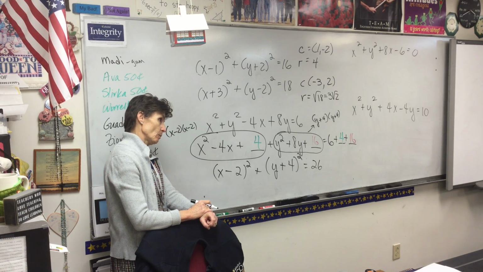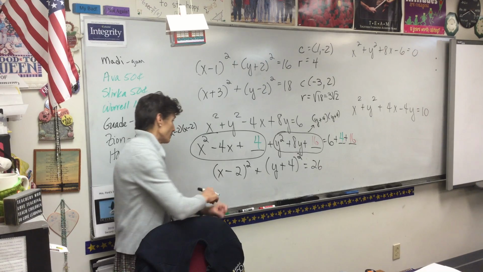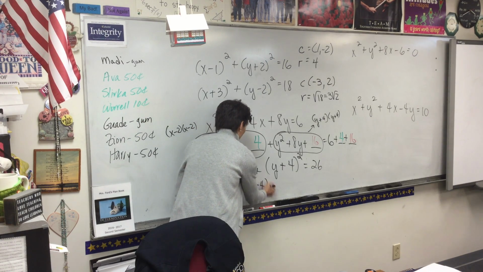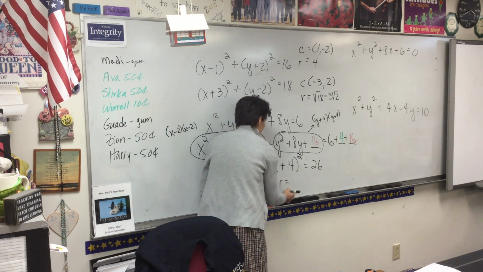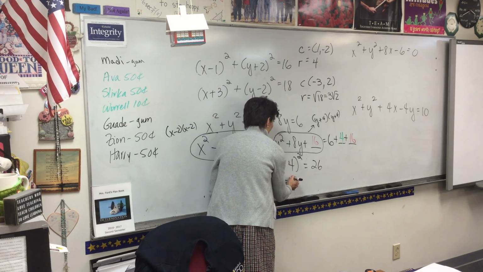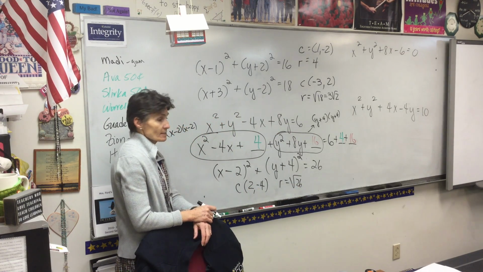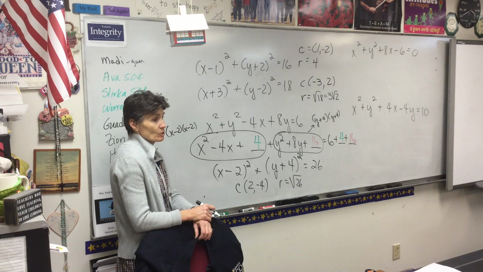Now we can tell what the center and the radius are. The center would be 2, negative 4, and the radius is root 26. That's right, the square root of 26, which doesn't simplify, so we just leave it at the square root of 26.